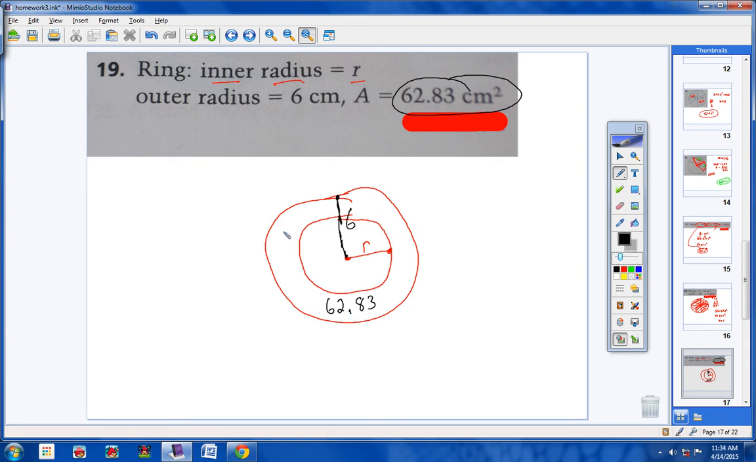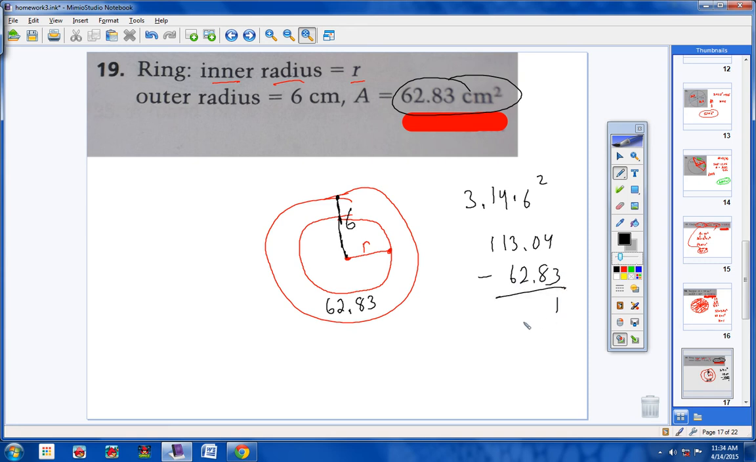So let's find the area of the entire circle real quick, okay? I would do that by pi times radius squared. And the whole big circle's radius is 6. So 3.14 times 36 gives me 113.04. Now subtract out the outer ring.